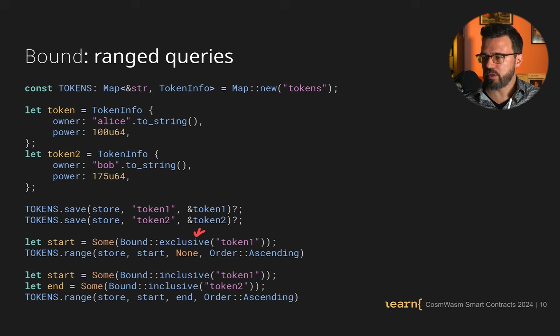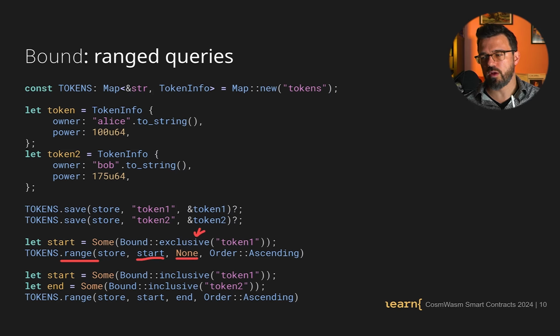Look at the next line to see what I mean here. I can take a range from my tokens map. It takes the store as its first argument, as we're used to with all of these things, the deps.storage. It doesn't have to be mutable here since I'm just reading. And I put a bound here, a start bound, and then an end bound, which can be none. So just keep going until the end of the map, right?